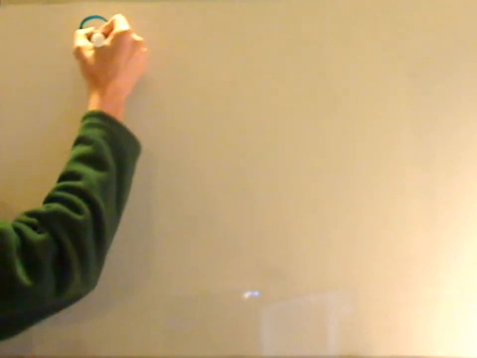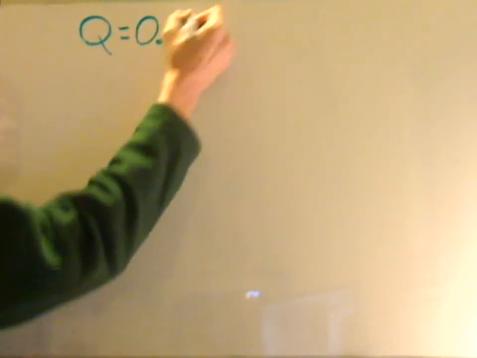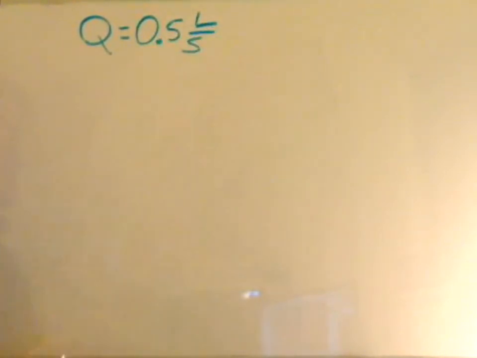Okay, let's go ahead and work this flow rate example. In this question, we have a certain flow rate, and we are asked to calculate the velocity in both the hose and the nozzle. So the flow rate then is 0.5 liters per second.